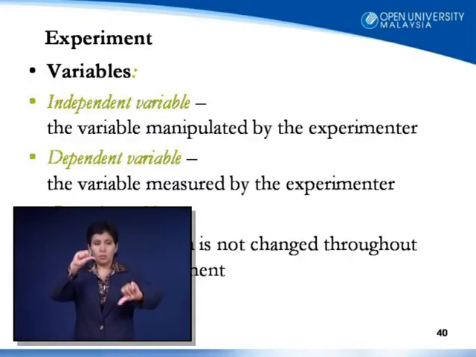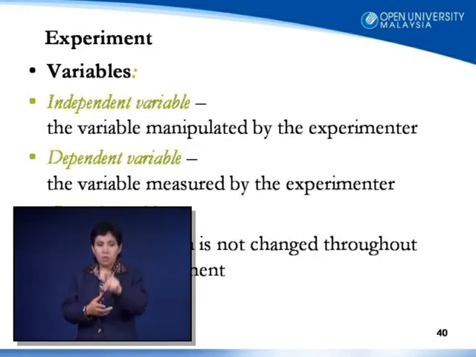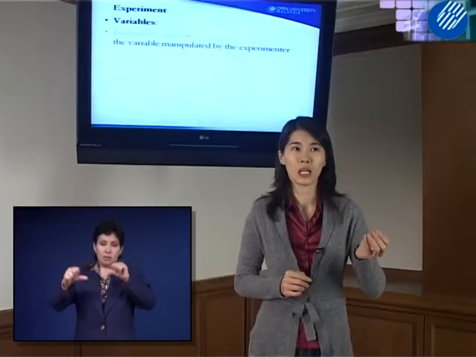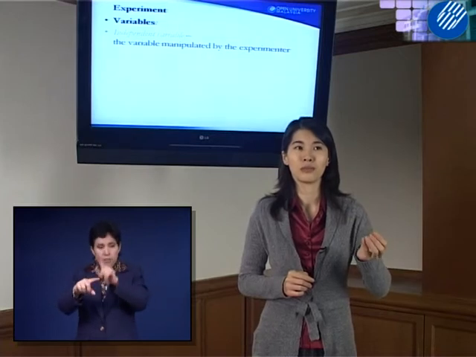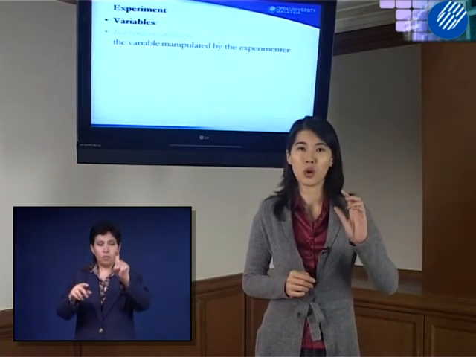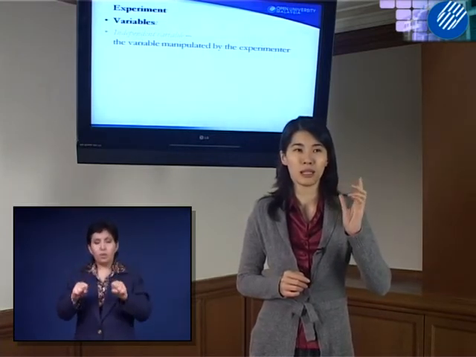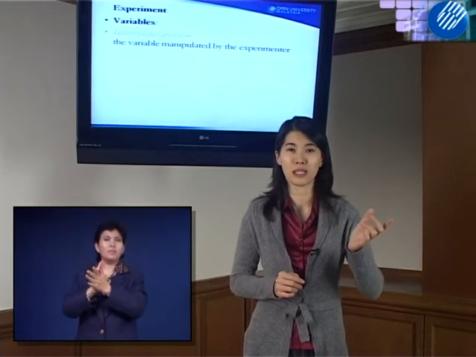Experiments have variables. When you want to do experiments, you need to put them into variables. The first one we talked about just now is the independent variable, which is the variable manipulated by the experimenter. Independent variable can be the people, or the items used, or the movie titles.